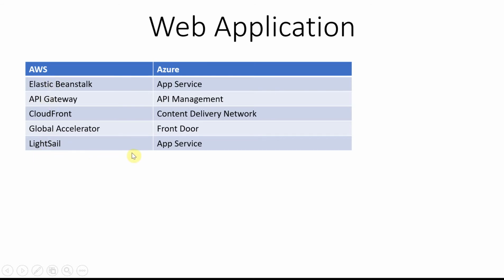But for here on the Azure side, both are the same. I mean, App Service does both things. You have both options here. So that's on the web application side. To summarize: you want to deploy something, App Service. You want to manage your APIs, API Management. For managing your static content, content delivery, and for global networking, then Front Door.